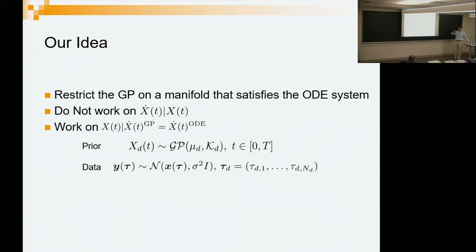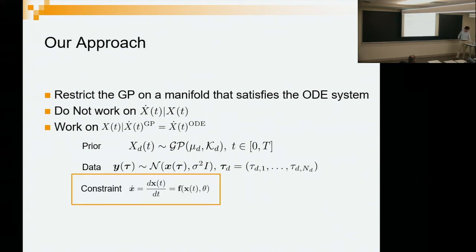Later I'll talk about how to put this in a more coherent fashion. In a nutshell, we have a Gaussian process prior for each individual component of x. So x has, let's say, capital D dimensions, and we put a Gaussian process on each dimension to describe x. Our data y is x with observational noise. And the constraint I mentioned is that x dot has to follow the ODE system.